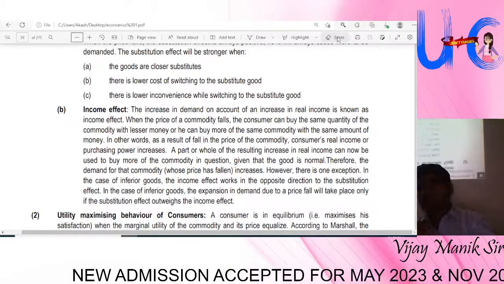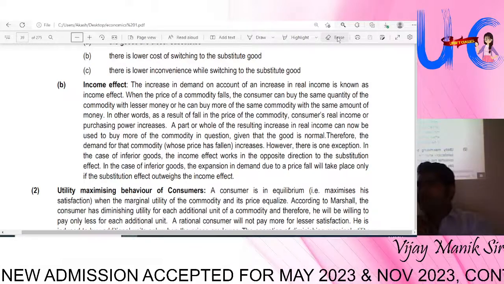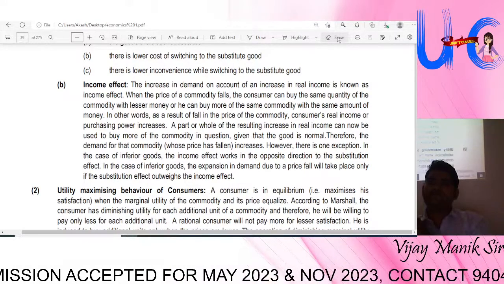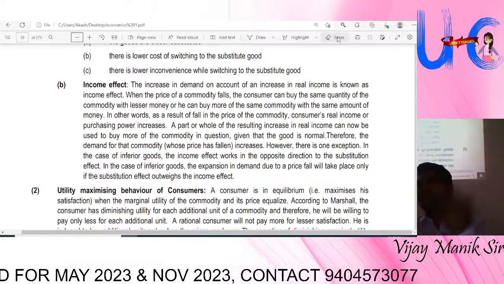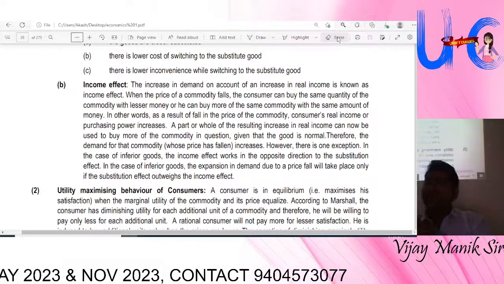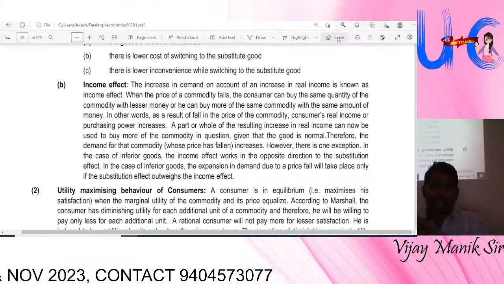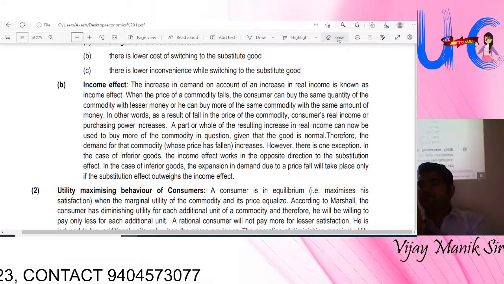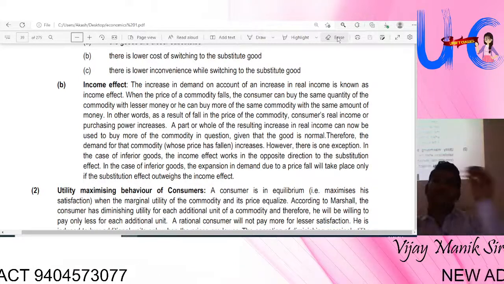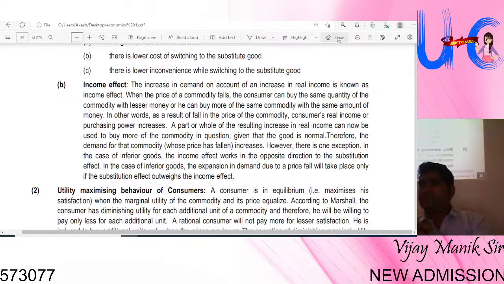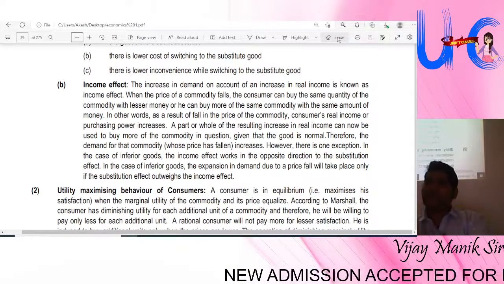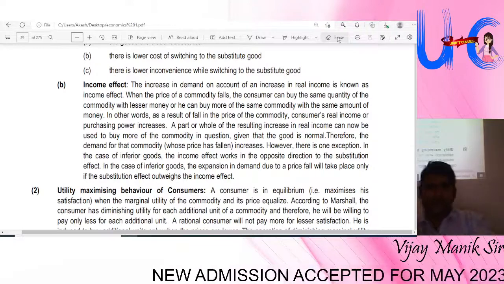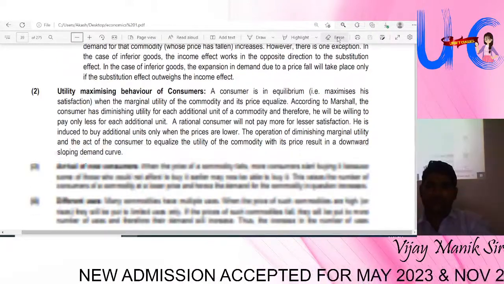Income effect. Income effect means what? Though you have a strong desire to buy that particular thing, you don't have that much money, then what will happen? You will not buy or purchase that particular commodity just because of the income of the consumer. In a very short manner we can say it like this.